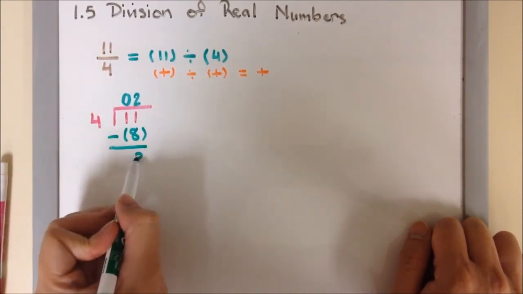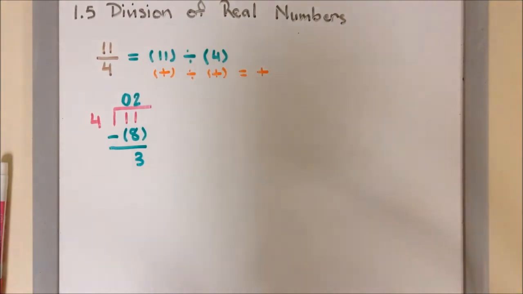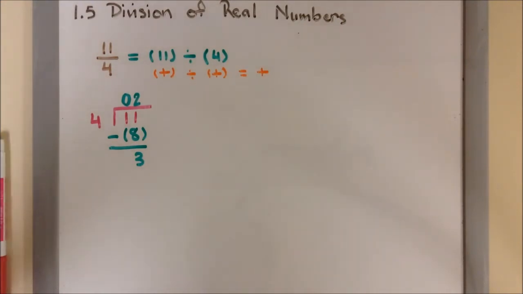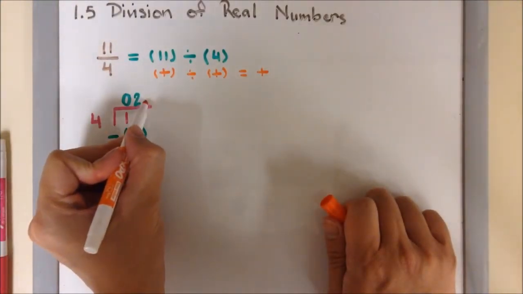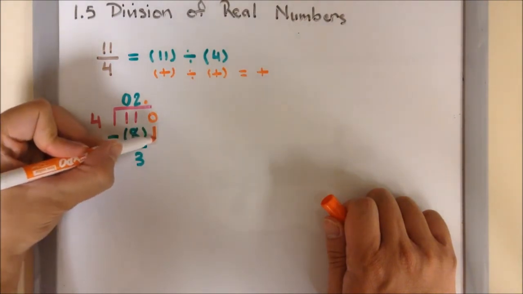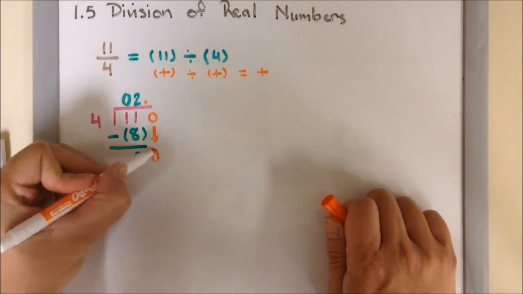Subtract, I have 3. Alright, 4 does not go into 3. So what happened is, I'm going to keep going. And in any event you have to keep going, that means it's going to be a decimal. So I'm going to put a decimal right here. I'm going to add a 0. I'm going to bring down the 0. So instead of 3, it becomes 30.